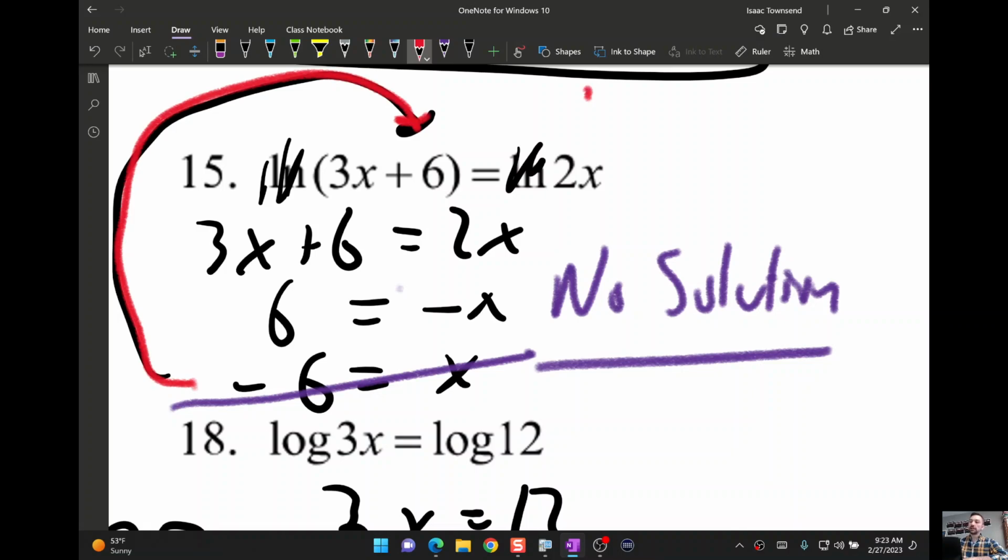Up here, if I plug it in, I would get the natural log of -12. If I plug it into the right side, I get the natural log of -12. But it does not make sense to take the log of 0 or a negative. And that's why we could not keep that as an answer.